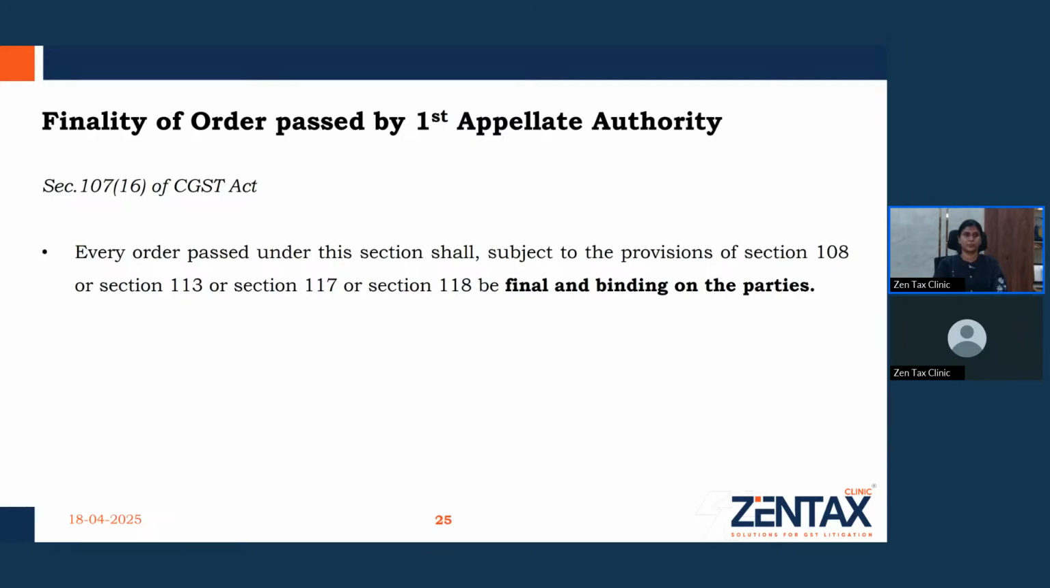Moving on, the finality of order passed by the first appellate authority. Section 107 subsection 16 tells that every order passed shall be final and binding on all the parties. So the order passed by the first appellate authority shall be final. However, such order can only be appealed against before the GST appellate authority.